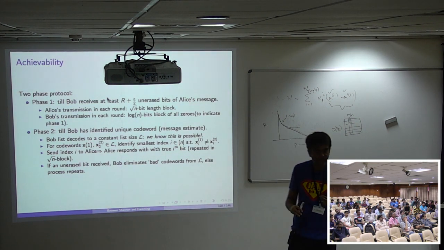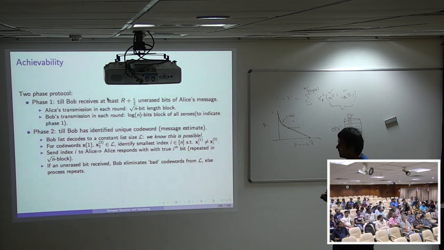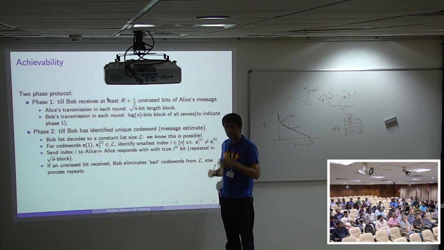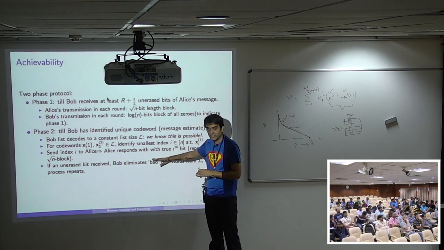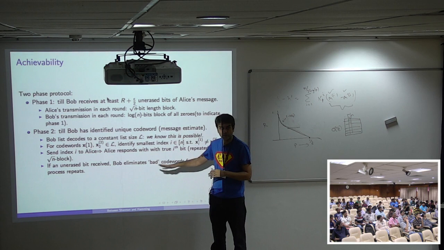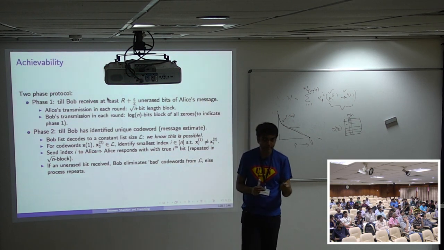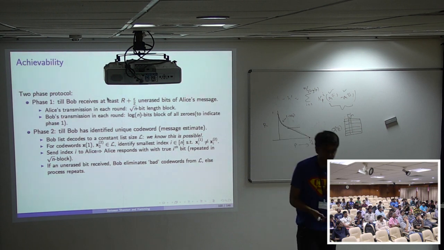Okay? And now Alice will use the remainder of the next round to just repeat index I. If it's a 0, she'll send square root of n zeros. If it's a 1, she'll send square root of n ones. Okay? She'll just be tremendously wasteful. She'll try to send it.